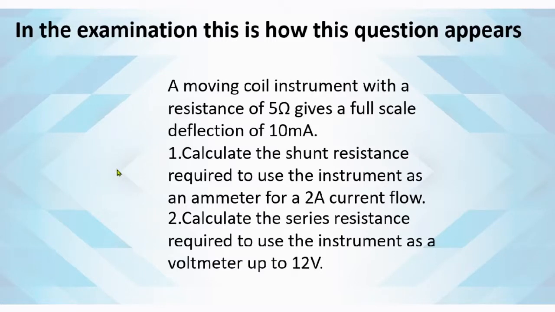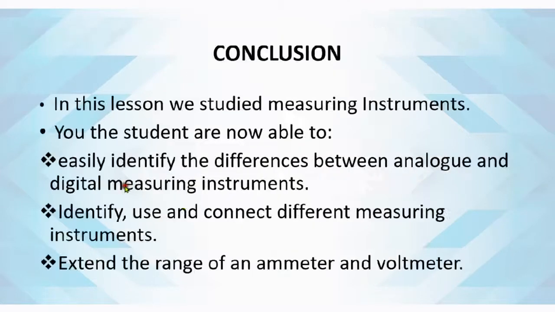Students, in the exam, this is how this question appears. A moving coil instrument with a resistance of 5 ohms gives a full scale deflection of 10 milliamperes. Calculate the shunt resistance, calculate the series resistance. I want to highlight, many students, when they are calculating the series resistance, take this as their current value for calculating RSC, and they don't use this. Don't make that mistake. Always use this value for the second part of your question as your IT.